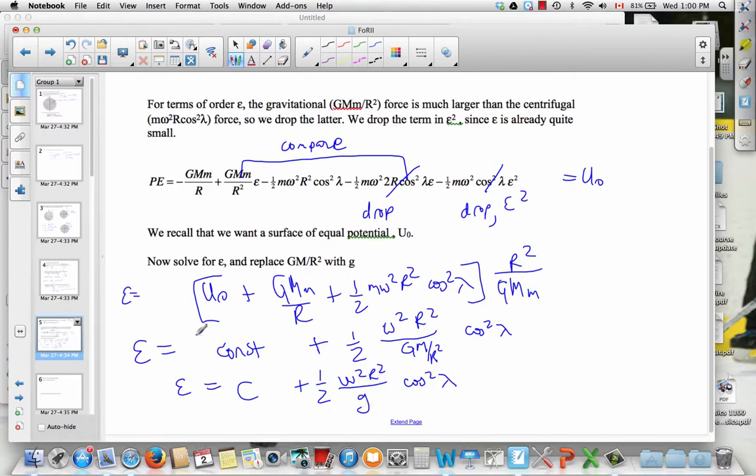Now, I haven't said what this constant potential energy is yet, so this C is to be determined still. The way that we're going to do that is by setting a normalization condition, where we're going to say that this epsilon, the deviation from circularity, should average to 0 over the surface of the Earth. So if we do a surface integral of this, we want to get 0.